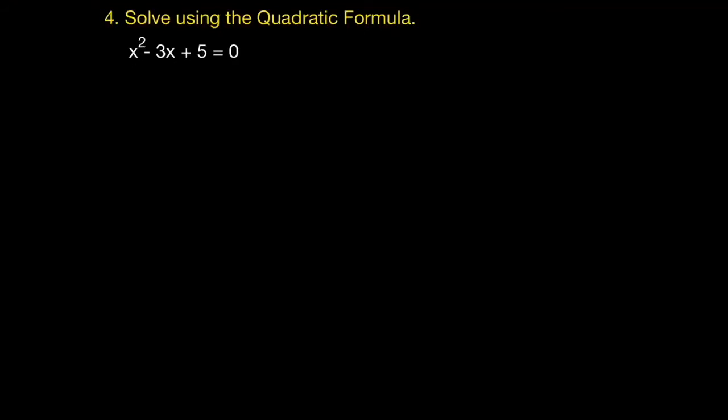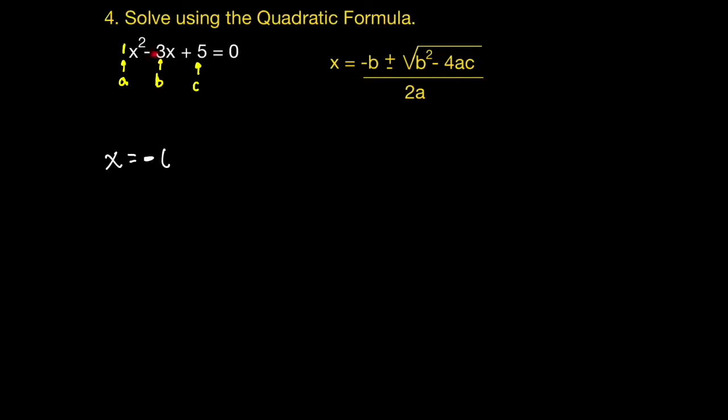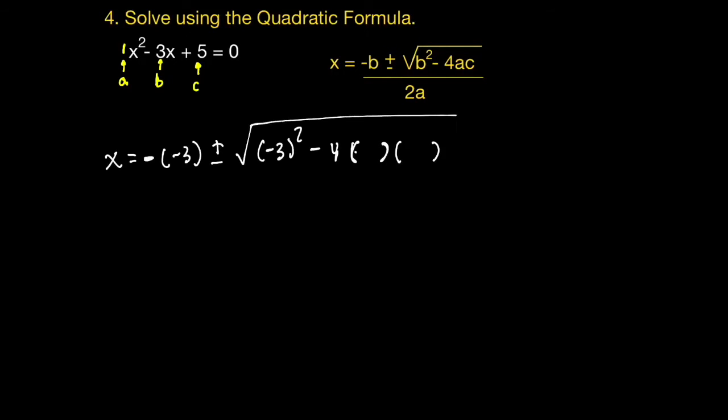Moving on to example number 4, we have to solve using the quadratic formula. We have a trinomial, so I'll label the a, the b, and the c, and next I'll plug them into the quadratic formula. Here I'll get x equal to negative b, and the b value is negative 3, plus or minus b squared, so we'll put negative 3 squared. We're going to subtract 4 multiplied by the a value and then multiply it by the c value. A is going to be 1 and c is going to be 5.